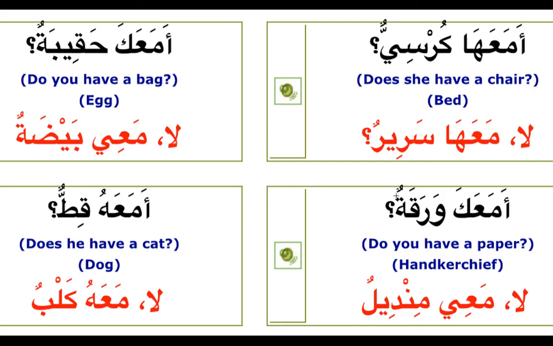How to use the attached pronouns and the asmaul khamsa. It's abun and akhun. The sign of marfu is waw, the sign of mansub is alif, and the sign of majrur is ya.